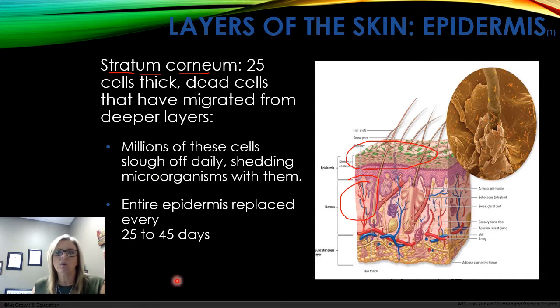Okay, so we have, of course, I said these sweat glands. Let me get this little thing off here. It's not going to come off. Sorry, I'm having a little mouse trouble.